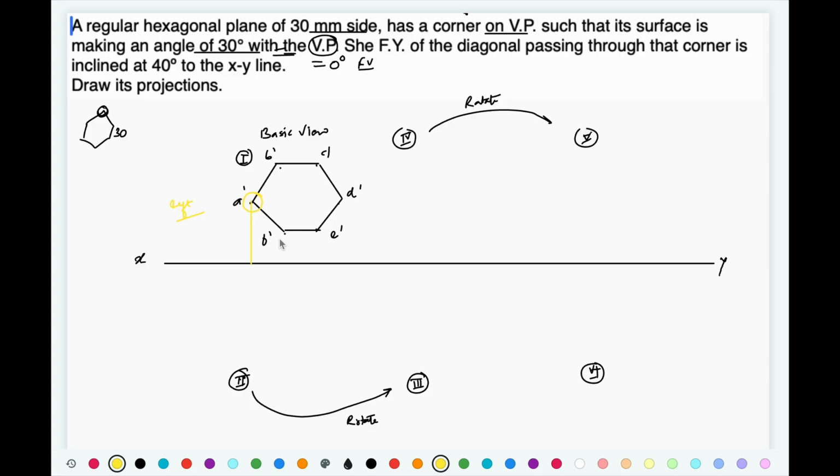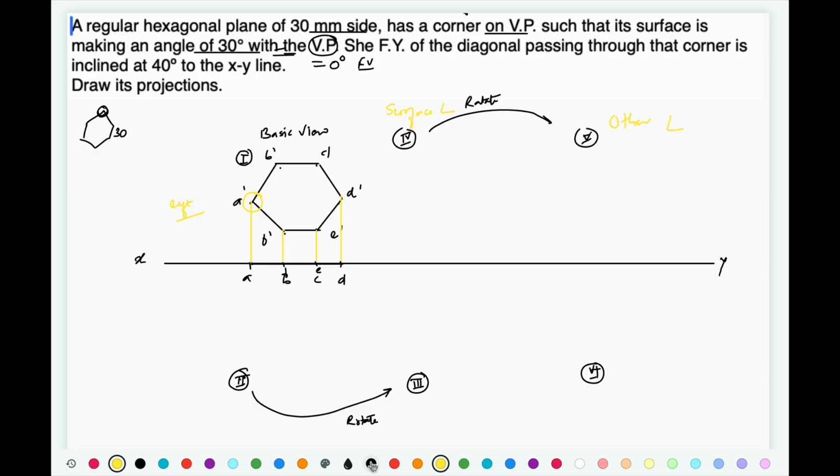Now project all the points for top view. It is resting on one of its corner points on VP, and we have made it completely rest on the VP, so its top view is going to be projected on XY line only. So this is A, B, C, D, E, and F. When you draw the second step, here we are going to provide the surface inclination, and in the third step it is the other inclination. So surface inclination, surface is inclined to VP at 30 degrees.